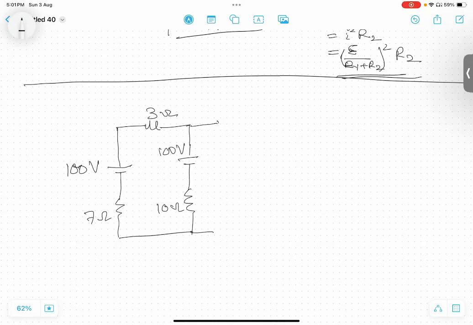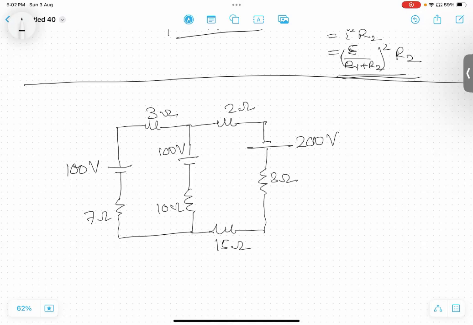There is one more resistor here, one battery here, and there is one more resistor here. So I'll take 2 ohm, 3 ohm, and 15 ohm here, and I will take this as 200 volt. I have just drawn a random circuit.